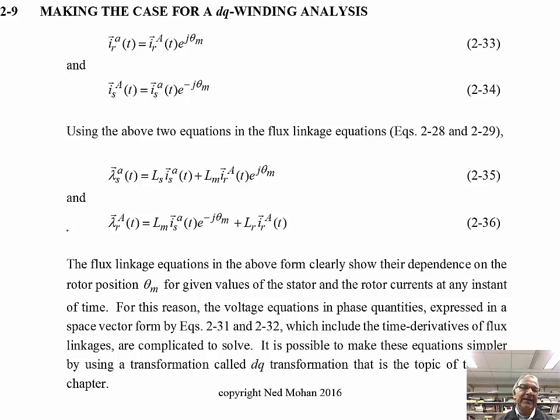Okay, now we come to make the case for a DQ winding analysis. What we have done so far is to get ourselves ready for analyzing this machine in the ABC reference frame. But what we would like to say is that we shouldn't be going too far with that ABC reference frame, and we should go to something called the DQ reference frame, which we'll look at later on. That's the topic of the next chapter. So why should we do that? That's the case we would like to make here.